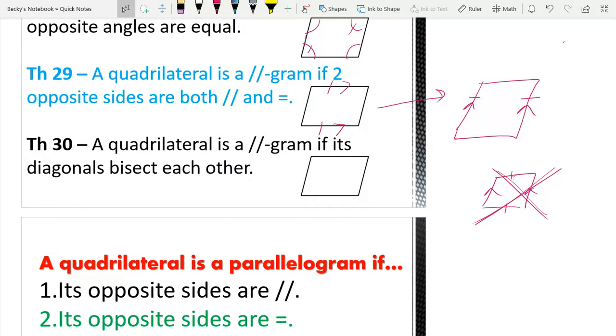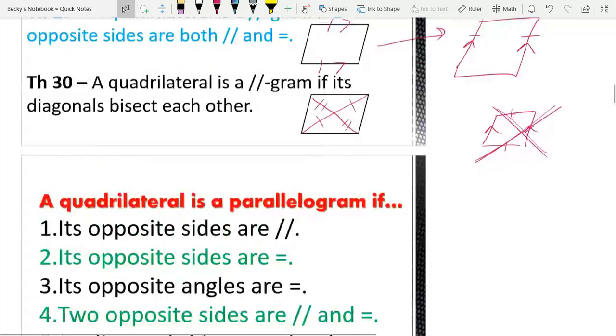For theorem 30, a quadrilateral is a parallelogram if its diagonals bisect each other. Let's draw in the diagonals. Oh, that's bad. Let's try again. There. Now, that means those two are going to be equal, and those two are going to be equal. And that's enough information to prove that it's a parallelogram.